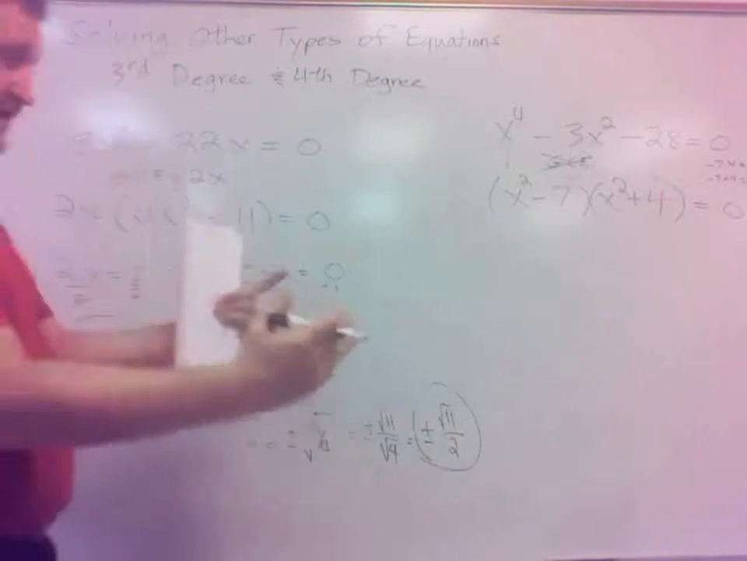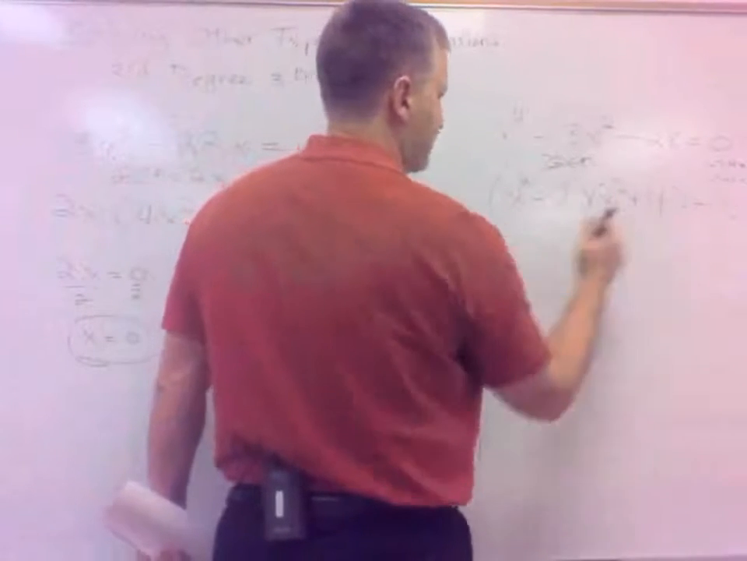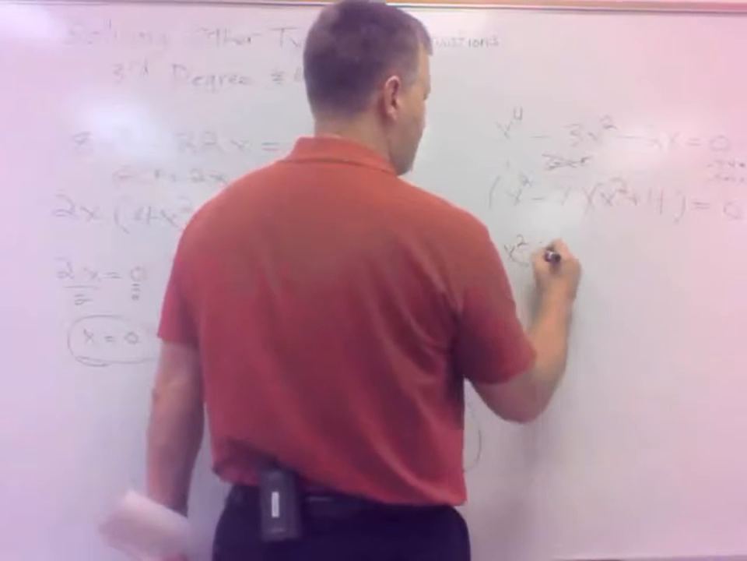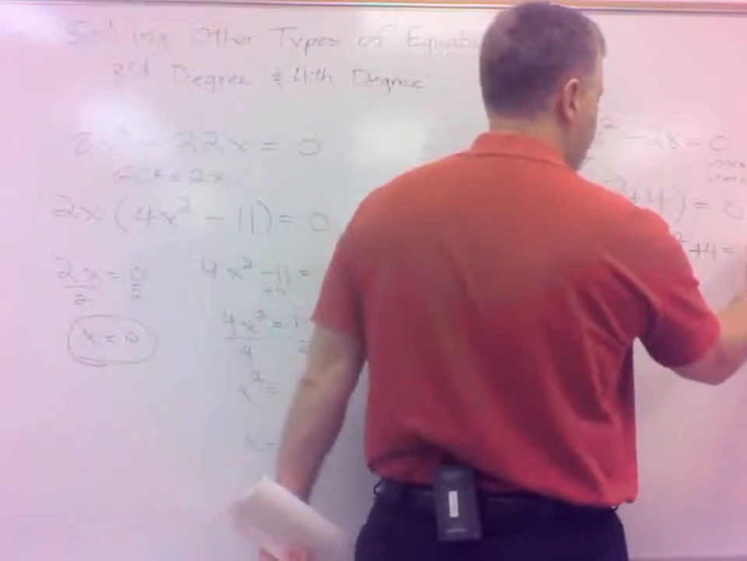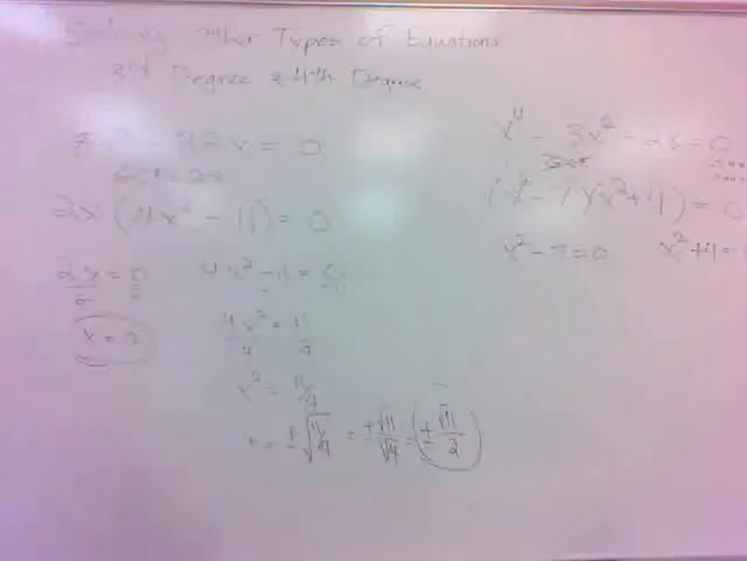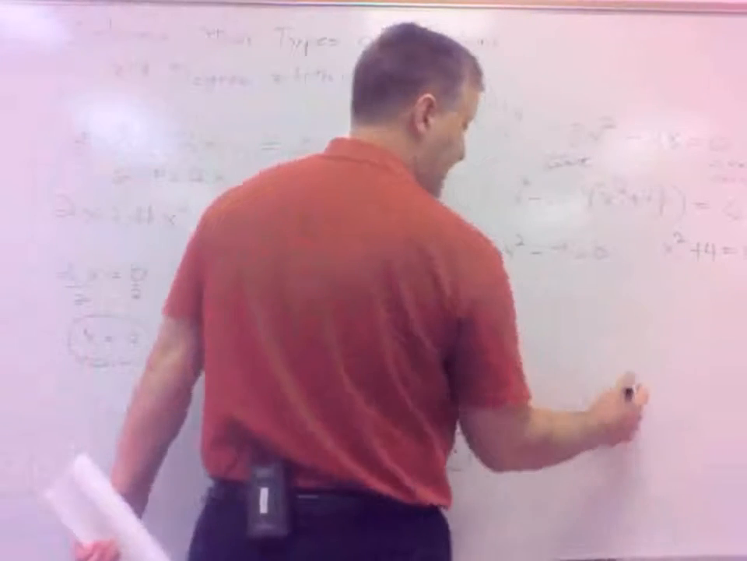Well, once we have it factored at least once, then we can go ahead and set up each separately equal to 0, can't we? So I do x squared minus 7 equals 0. X squared plus 4 equals 0. And then solve accordingly. Just a couple more square root methods. That's coming in handy a lot here.